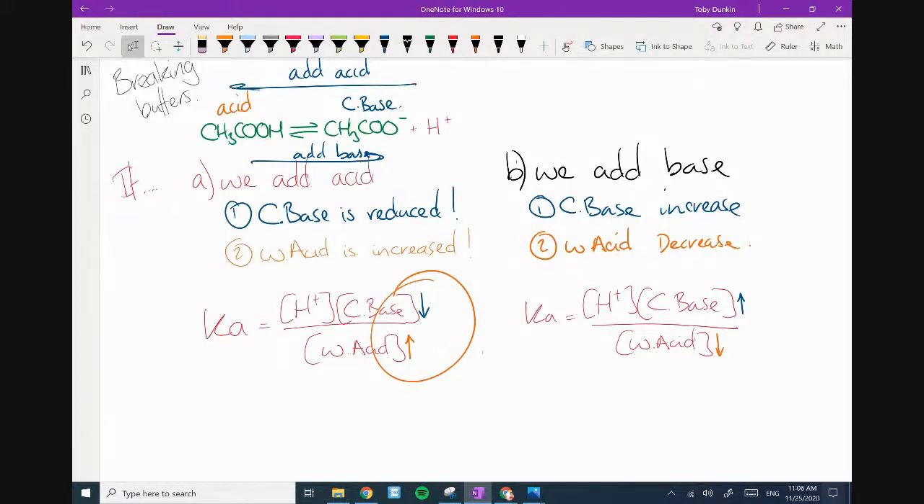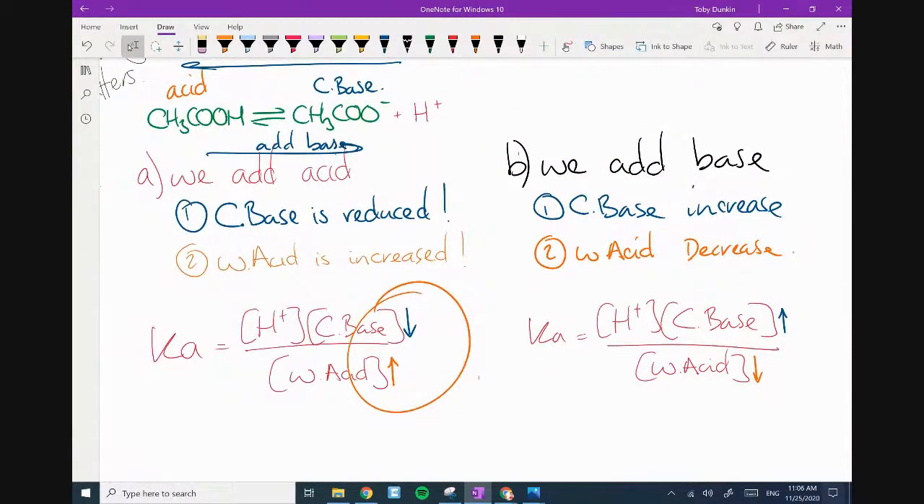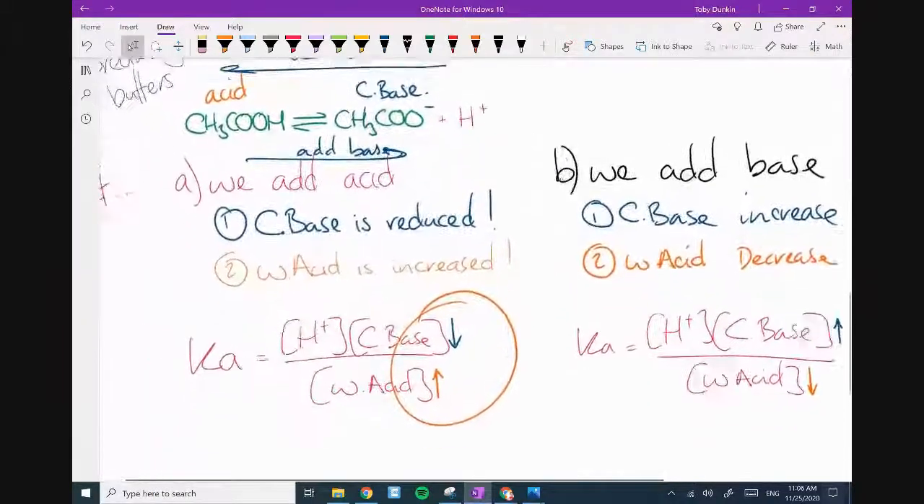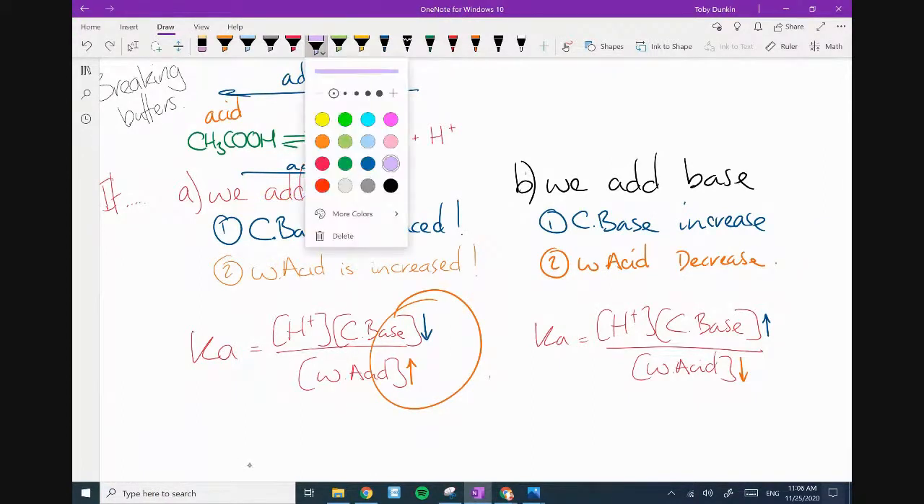I don't remember them like that, by the way. I simply remember if I add an acid, I'm going to reduce the base. So if I've got one, then I've got the other. If I add a base, I'm going to reduce the acid, and I get the opposite for the conjugate base. Do you see what I'm doing? I'm just going to show you what I have done. I have learned: add acid.